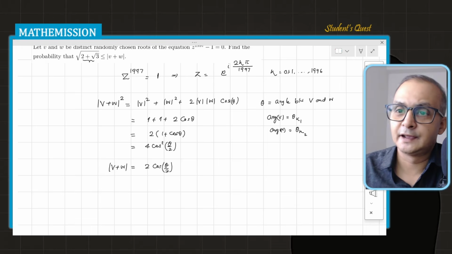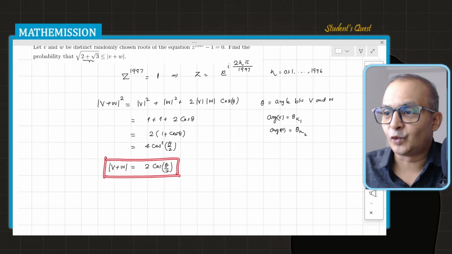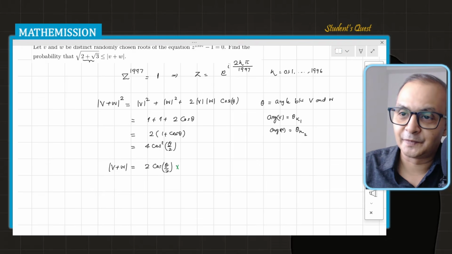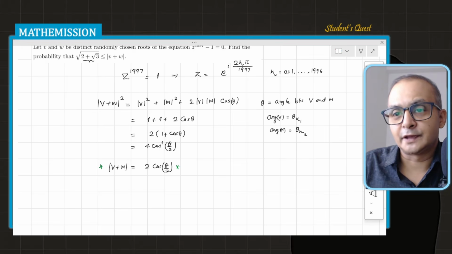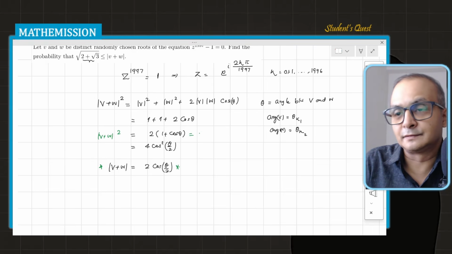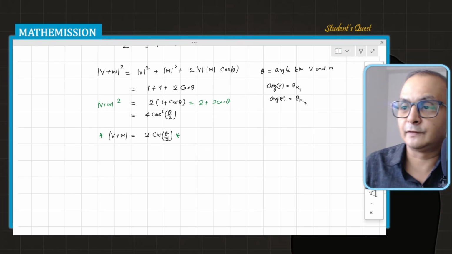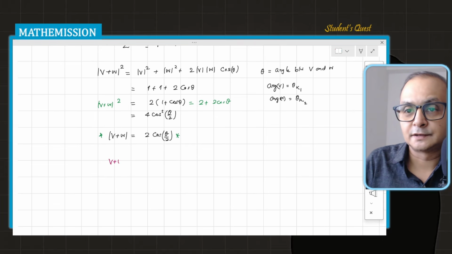In fact, there is something interesting here, but I'm going to avoid this and do it in a different way. So let's see here. This is okay, we can do from here, but why not think that we already have mod of v plus w squared is 2 plus 2 cos theta. And this has the same structure, 2 plus something. So why not compare this. So I can write mod of v plus w as the square root of 2 plus 2 cos theta.